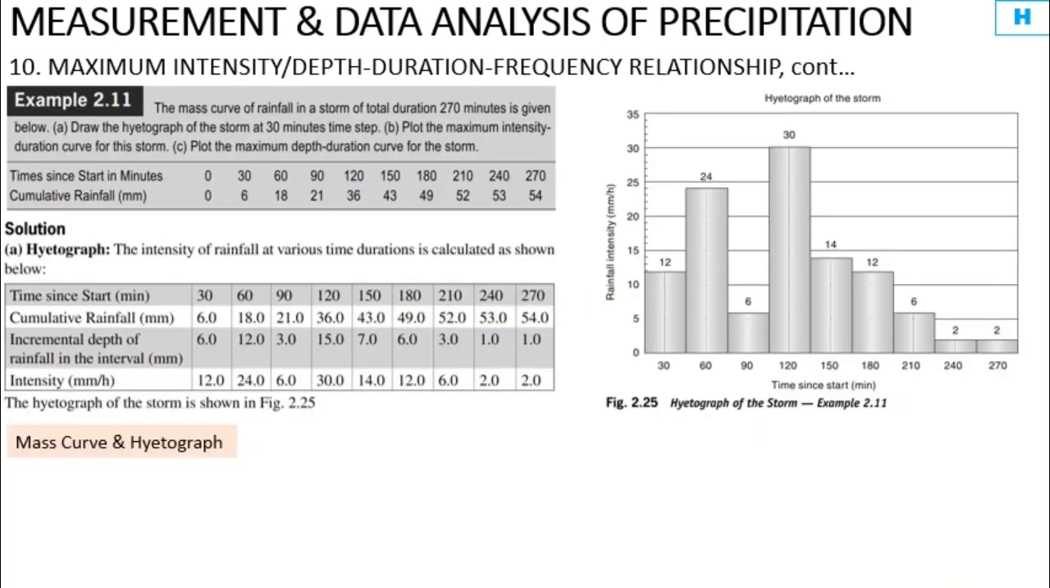So let's have an example 2.11. So we have this data. The mass curve of rainfall in a storm of total duration of 270 minutes is given below. So, ito yung data natin ng storm, 270 minutes ang duration niya. So, every 30 minutes, given yung cumulative rainfall depth. So, 30 minutes, meron kang depth na 6 mm. The next 30 minutes, that is a total of 1 hour or 60 minutes, meron ka ng total of rainfall depth na 18 mm. So, and so on.